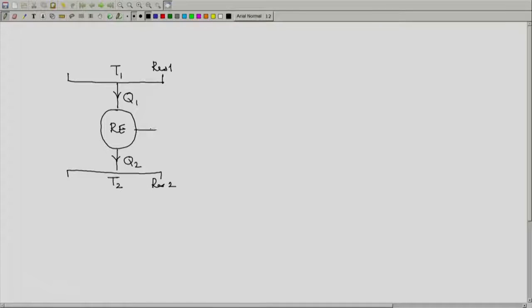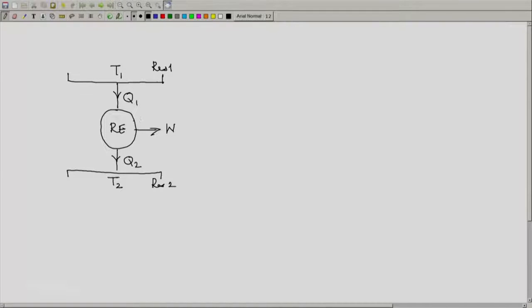A Carnot engine is a reversible two-T heat engine. So going back to our sketch, let us say this is our reservoir 1, its temperature is T1. We also have a reservoir 2, the temperature of which is T2, and in between we have a reversible engine which absorbs heat Q1 from reservoir 1, rejects heat Q2 to reservoir 2 and produces work W.